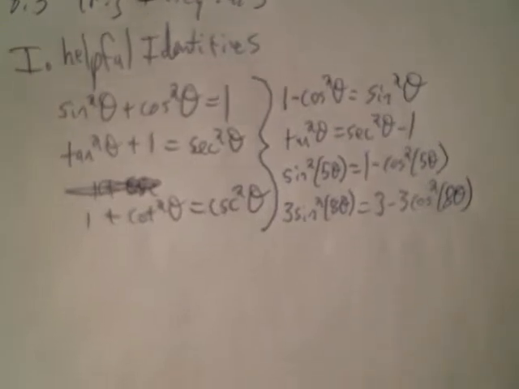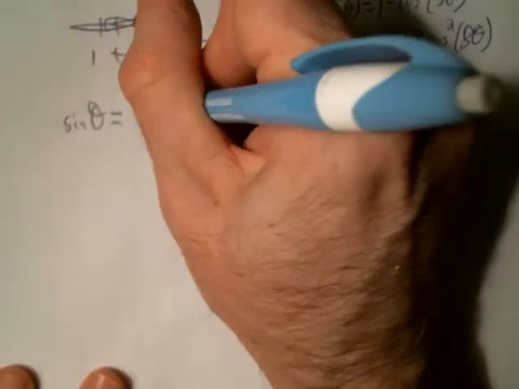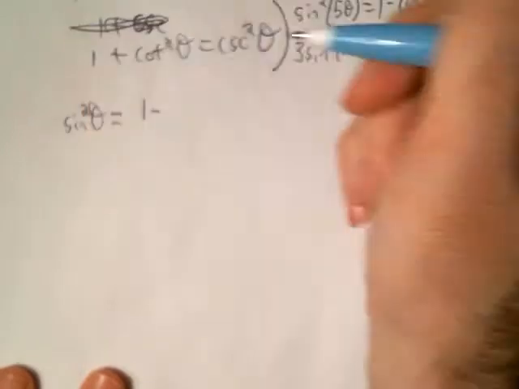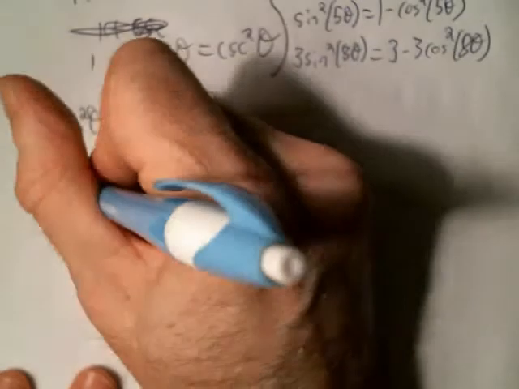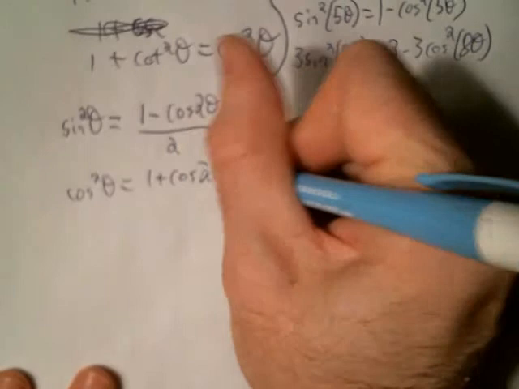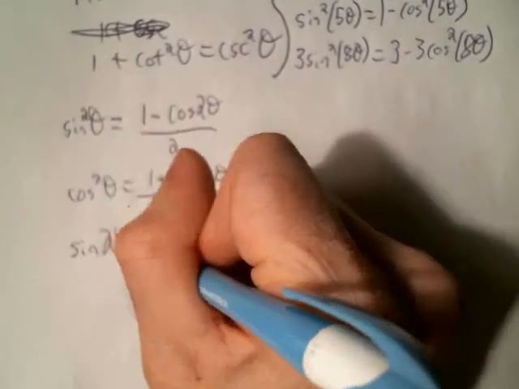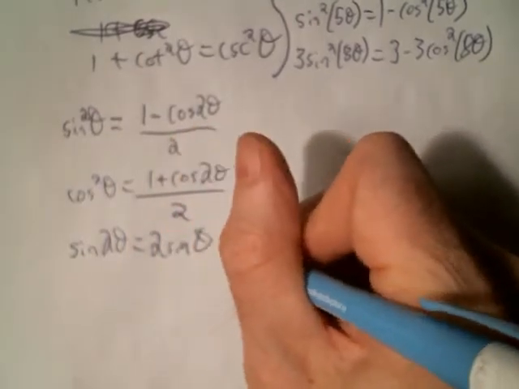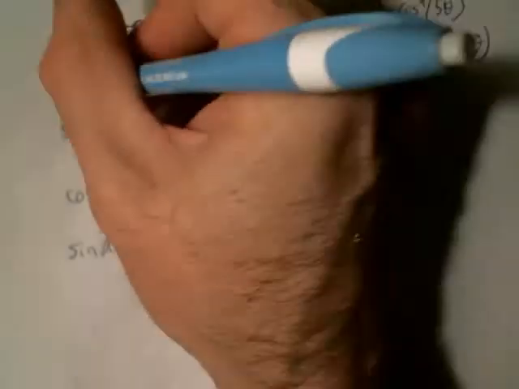Some other formulas then, the half angle and the double angle formulas. There are only 3 of them here. Sine squared of theta equals 1 minus cosine of 2 theta, all over 2. Cosine squared of theta equals 1 plus cosine 2 theta, all over 2. And this last one, sine 2 theta equals 2 sine theta cosine theta. Again, you need to be able to identify these in the wild.